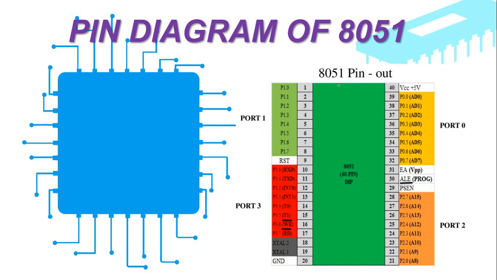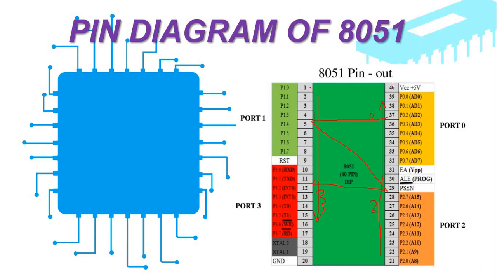We have 40 pins in total, from 1 to 20 on this side and from 21 to 40 on this side. How can we remember the ports? With an inverted C. This is for port 0, this is for port 1, this is for port 2, and this for port 3. We can remember it like that.